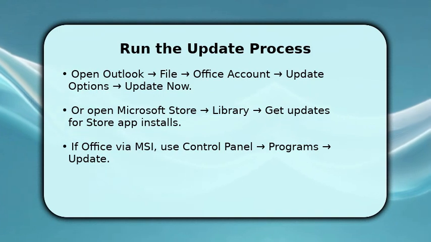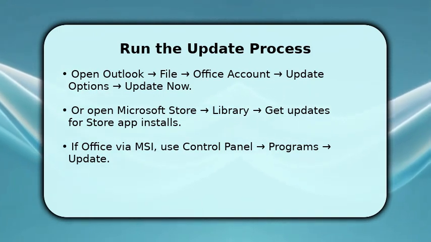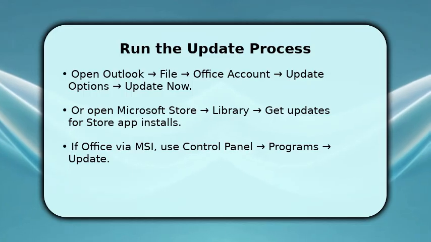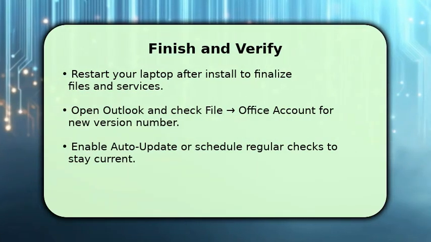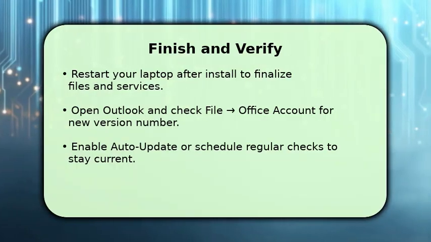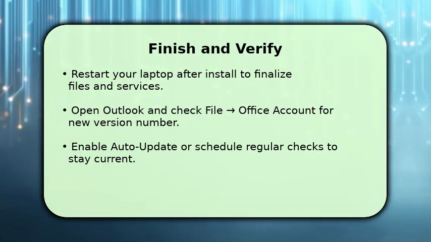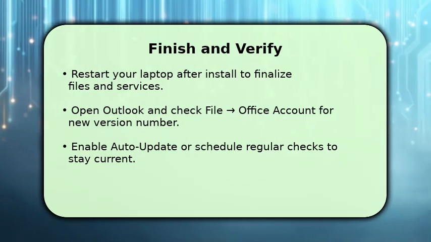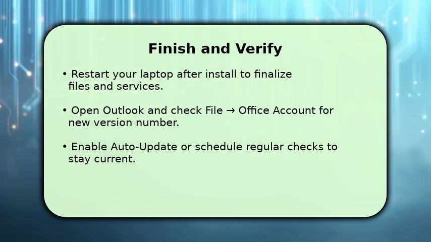While downloading, do not interrupt the network. Once the installer finishes, it may restart your laptop to allow all services and add-ins to register correctly. After reboot, open Outlook and confirm the new version under File, then Office Account, so you know the update applied. Make sure mail syncs and common add-ins load, then enable auto update or set a reminder to check monthly.